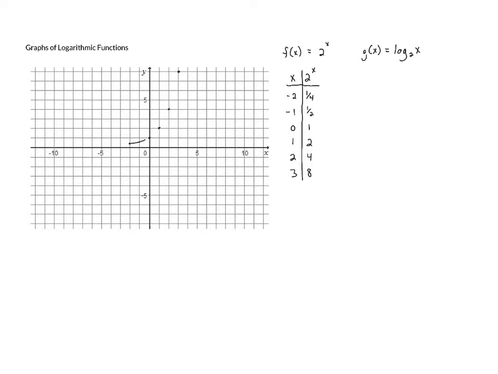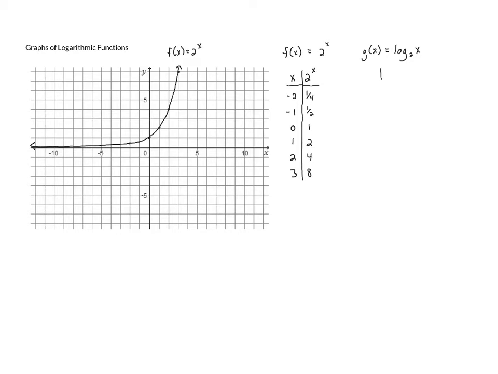And we know what this graph looks like because, of course, we've already graphed it. We've already seen this. And we know that it has a horizontal asymptote at the x-axis. So it's getting closer and closer and closer to the x-axis, but never crossing it. So this is our graph of f of x equals 2 to the x.